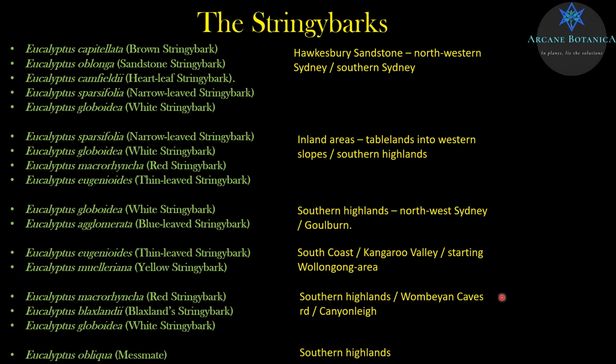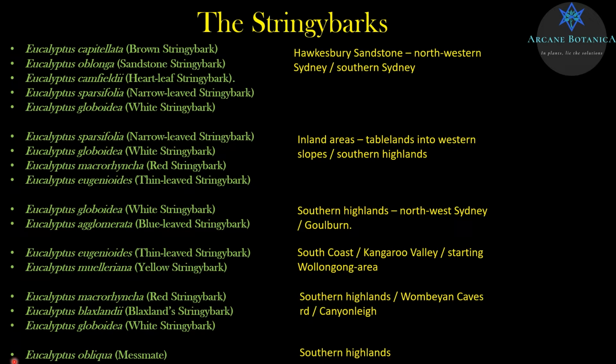Southern Highlands, Wombeyan Caves Road, Canyonleigh, this is my stomping grounds. I battle a bit with Macarinca versus Blackslandii versus Gleboidia. They're all there, and I might have to look out for Eugenioides as well. And Agglomerata would still be a possibility. So, I'm just having these mix and matches, what you've got to think about when you go into these areas.